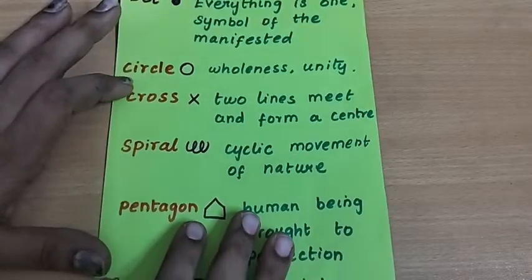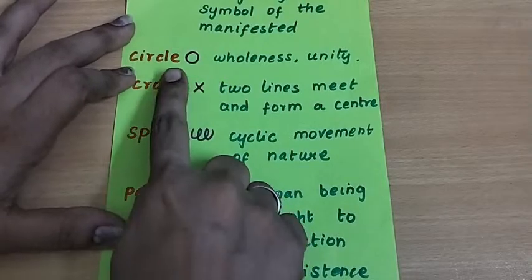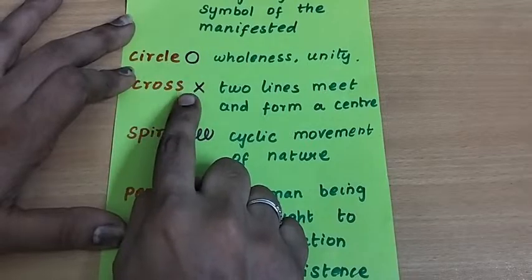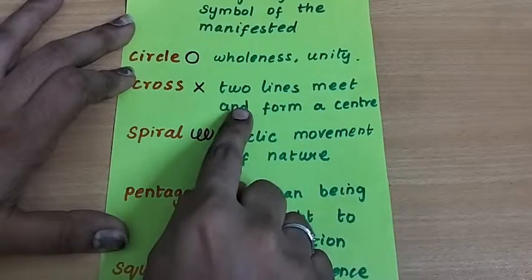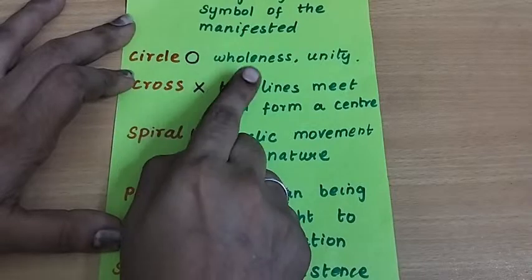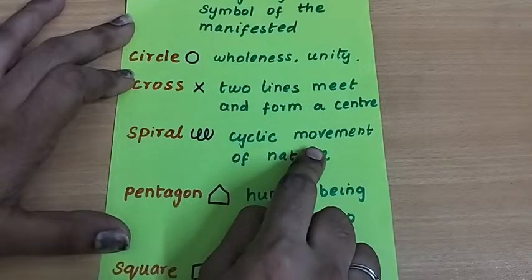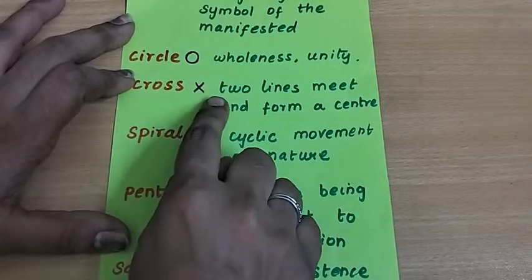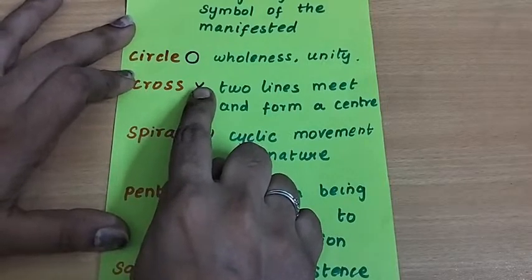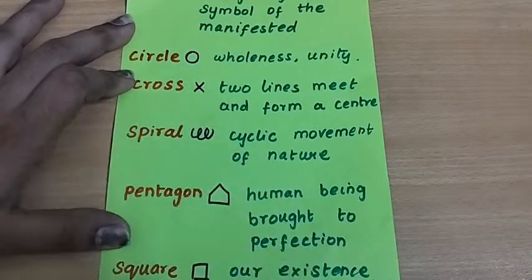Next one is the cross. The cross is the right slanting and left slanting line, which we normally call a cross. The cross denotes two lines that meet and form a center. When we draw two lines separately, they are two separate lines, but if we make them intersect, it forms a center where both lines intersect.